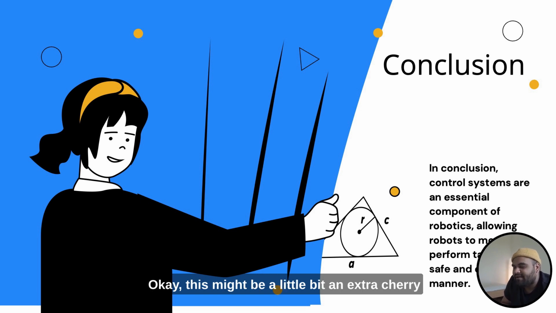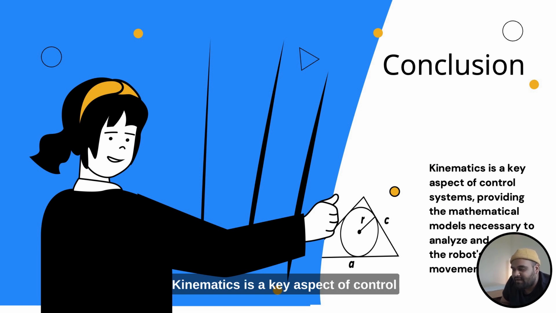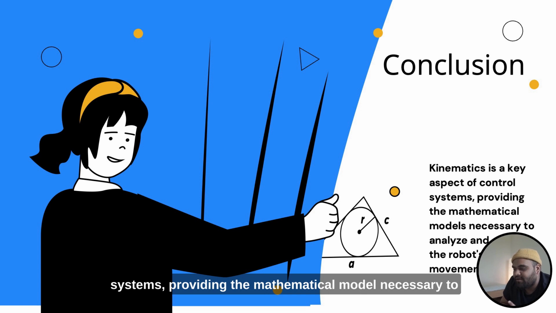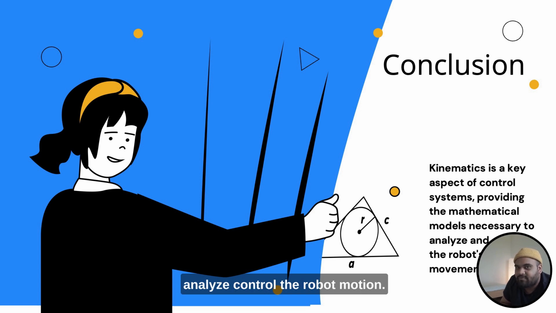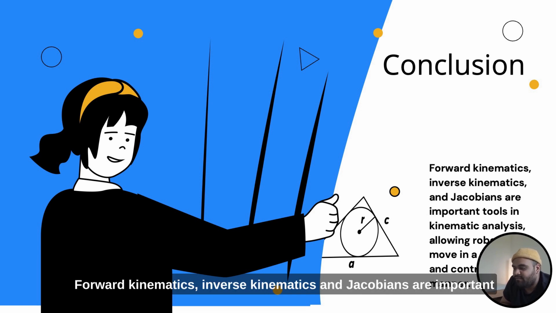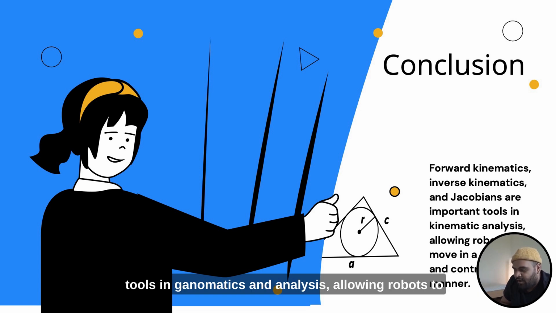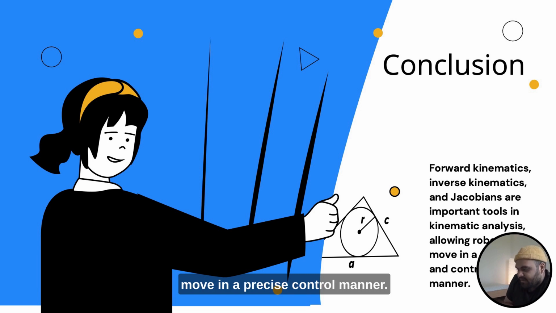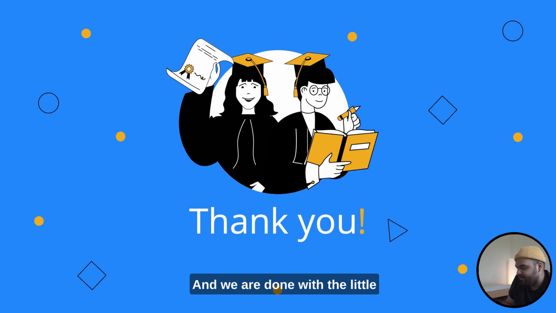This might be a little bit of an extra cherry on the top, but you might have understood by now that robots need a lot of control so that they can perform even simple basic tasks as well. Kinematics is a key aspect of control systems, providing the mathematical model necessary to analyze and control the robot motion. Okay, very straightforward. Forward kinematics, inverse kinematics, and Jacobians are important tools in kinematics and analysis, allowing robots to move in a precise, controlled manner. Okay, again, very important and very straightforward. And we are done with the little bit of introduction to our controller chapter.